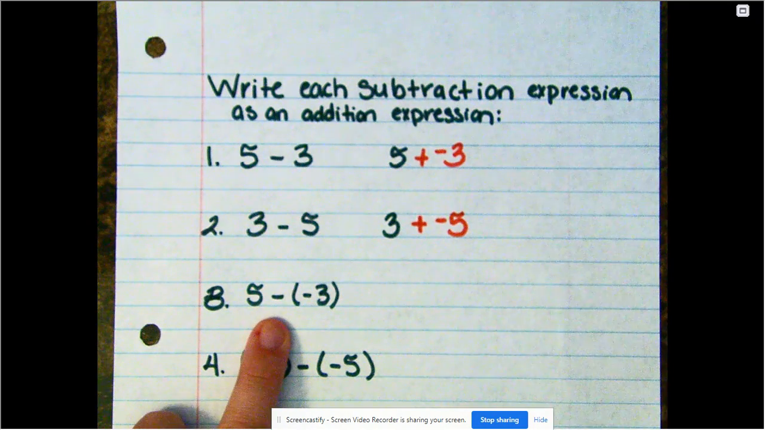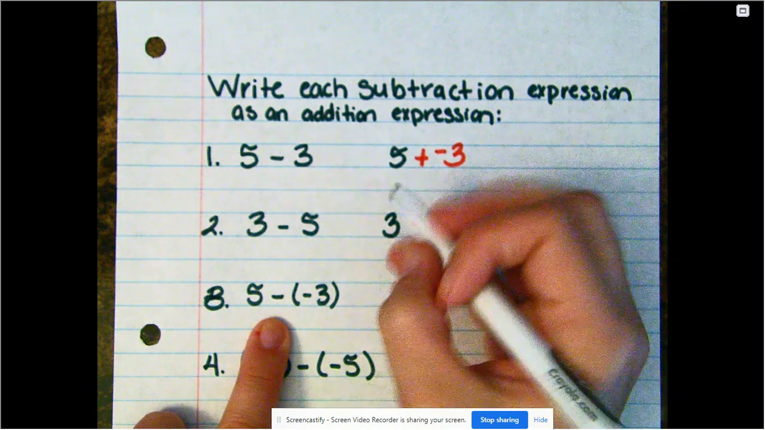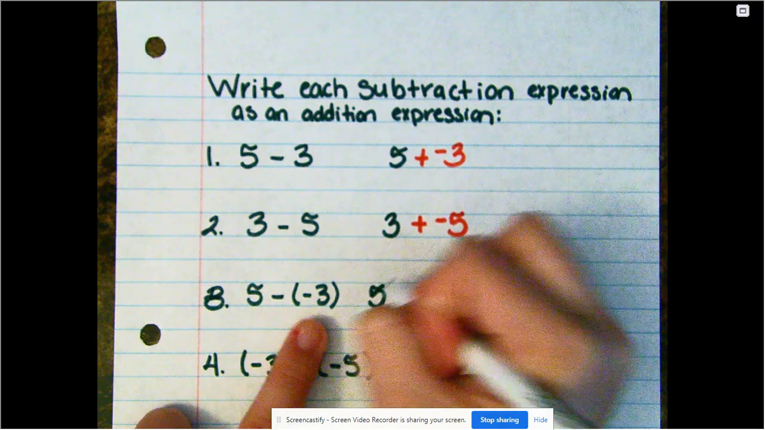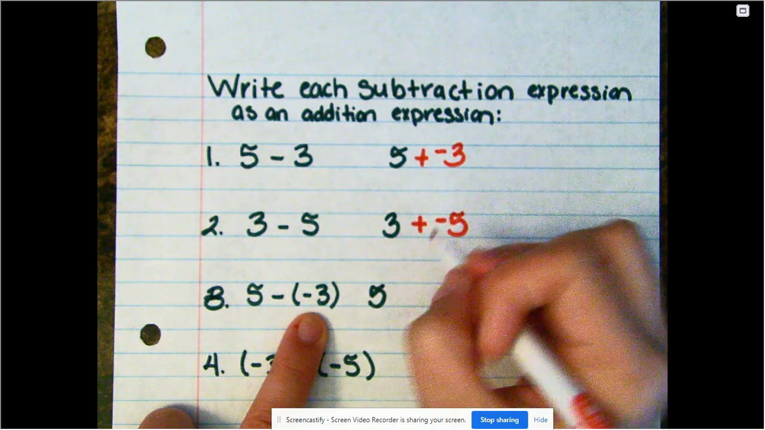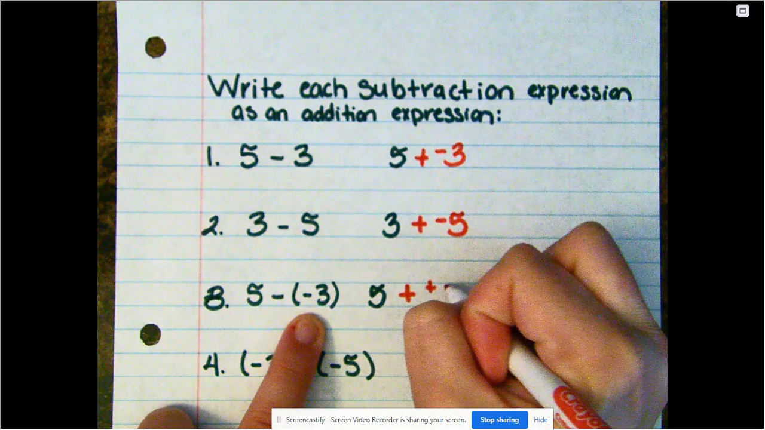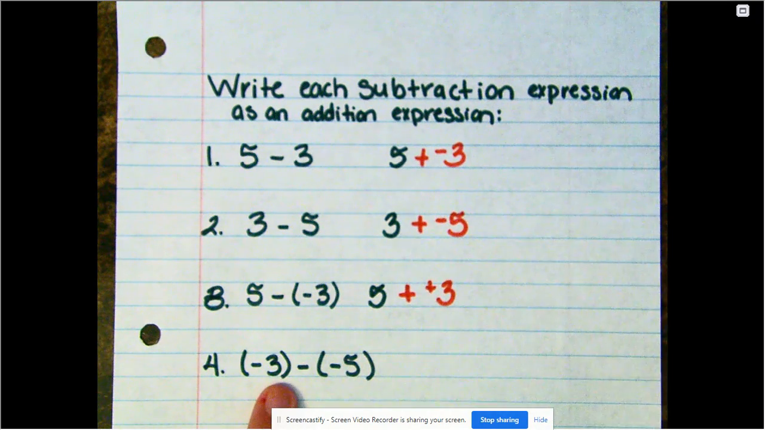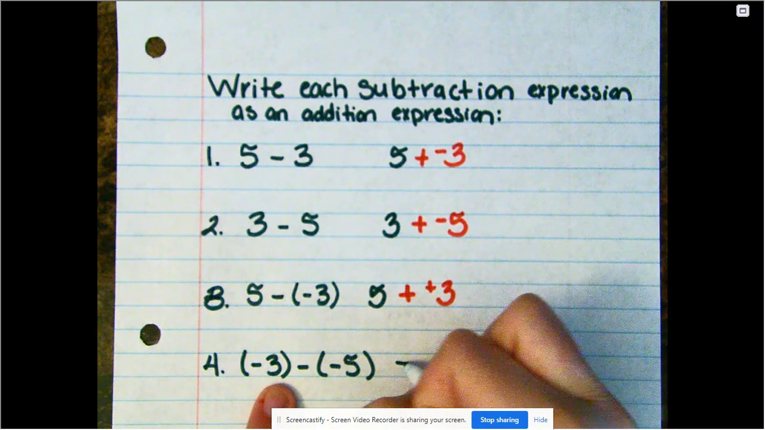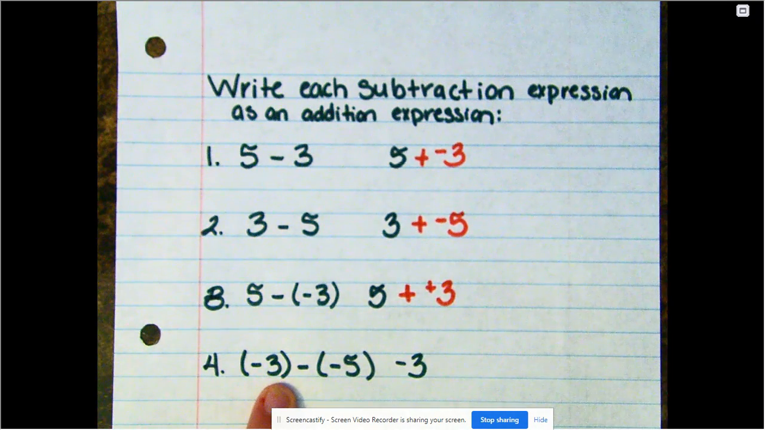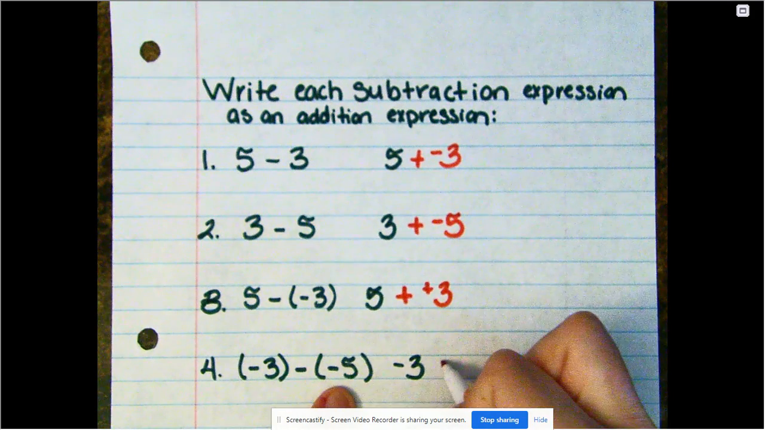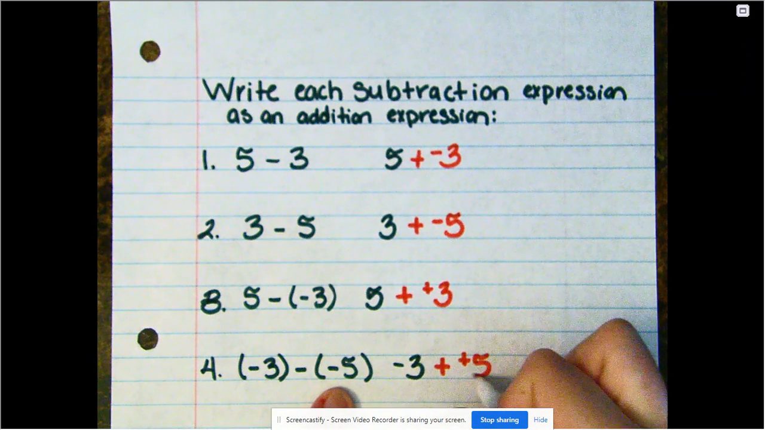Okay, on this one, we're going to add its opposite. So 5, what is the opposite of a negative 3? That would be a positive 3. Okay, this one we have negative 3, and we're going to add the opposite. The opposite of negative 5 is positive 5.